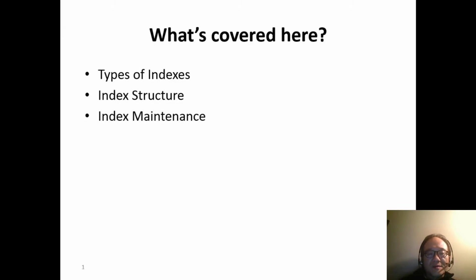In this lecture, we will introduce indexes. There are two types of indexes, clustered and non-clustered. Their file structures are slightly different. We will also talk about routine maintenance with indexes.